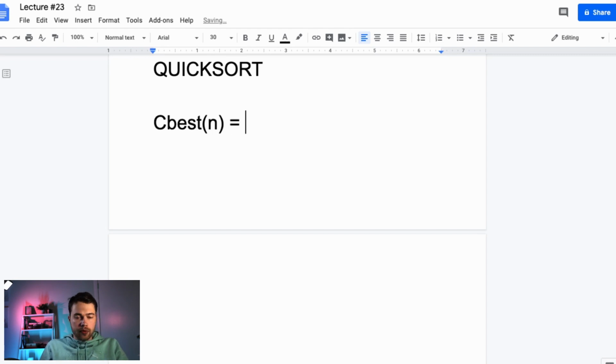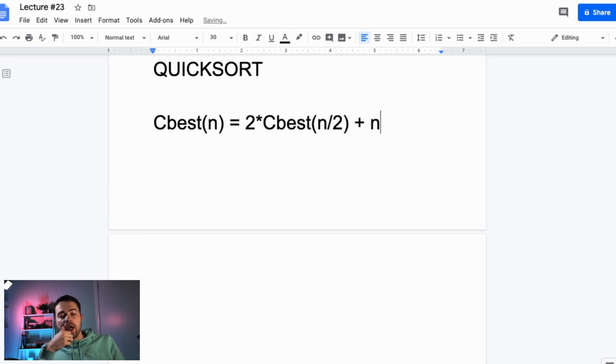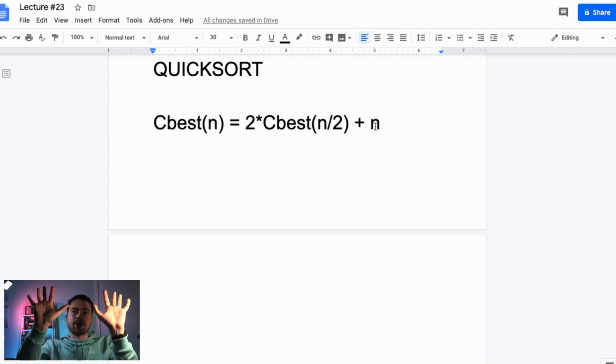How much work are we going to perform? It's going to be 2 times C best of n over 2, plus n. Again, what happens is that we divide the problem of size n into two subproblems, so that's why it's 2 times C best of n over 2. And then when we're done, we just need to merge them all together, and it takes n to do that, because you have n over 2 on the left, n over 2 on the right, you just need to put them back together, and that takes n, or n minus 1 technically, of the time.